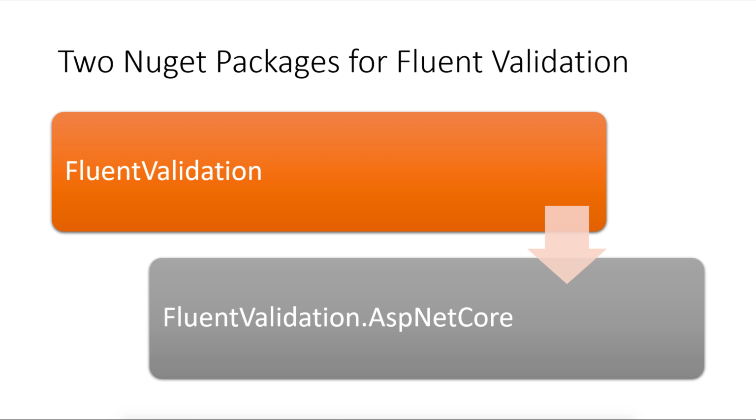However, if your validators are in a separate project, like I mentioned before, if they're in a domain project or in some other project, you wouldn't want to bring in all of the ASP.NET Core packages required for FluentValidation.AspNetCore. So when you're building those validators there, you'd only want to reference that Fluent Validation package. But you'll still need to add the ASP.NET Core package to your actual API application as well. And you'll see that as we start to go through some of the code here.